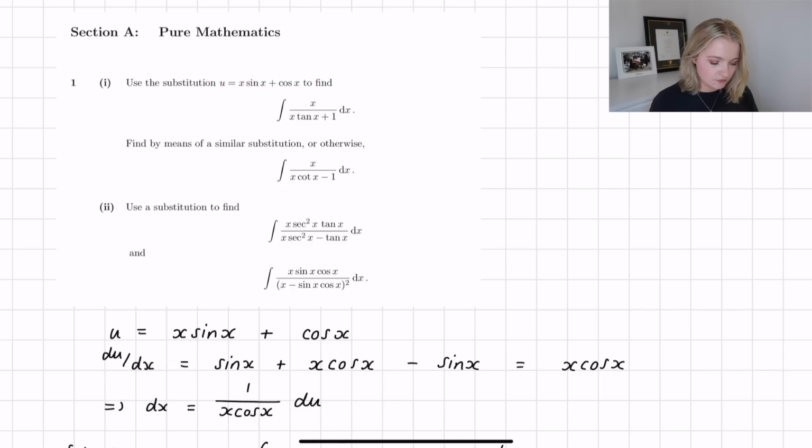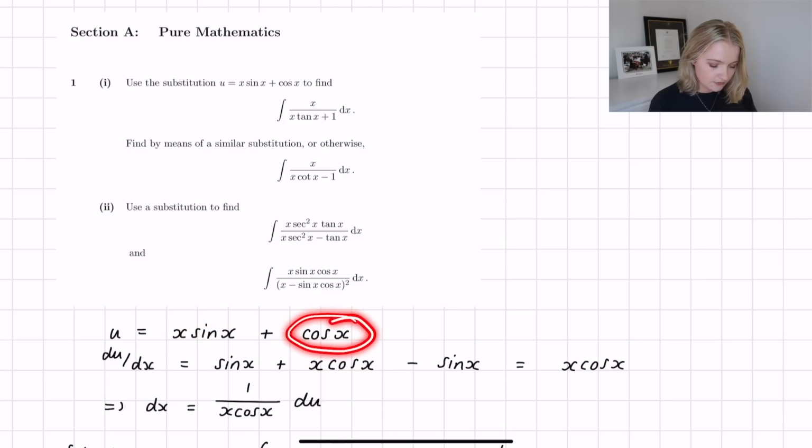And the first thing I did was find the derivative du by dx. When you differentiate this here, you have 2 terms in here, so we have x and sine x. You differentiate the first and leave the second alone, so we get sine x. And then we do the same, but leave this alone and differentiate this, so we get x cos of x.